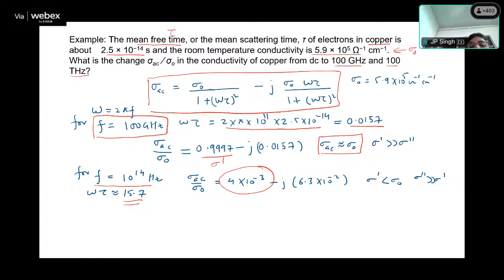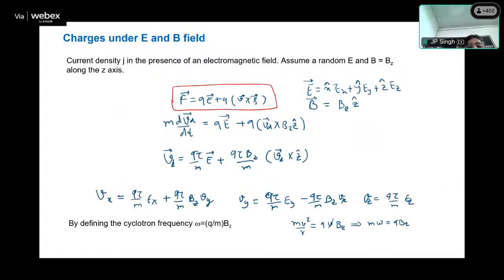So for metals, if you go to very large frequencies, and remember we are not talking about the skin depth here, this is purely the bulk material we are talking about. If you go to very large frequencies, which is 100 terahertz, 10 raised to power 14, then the material shows that conductivity decreases as a function of frequency.